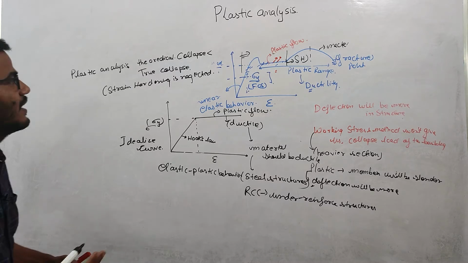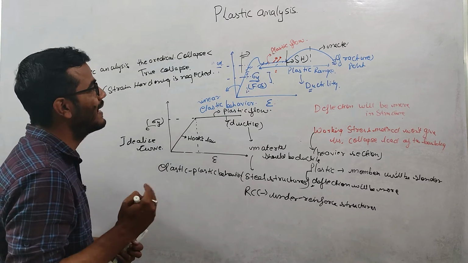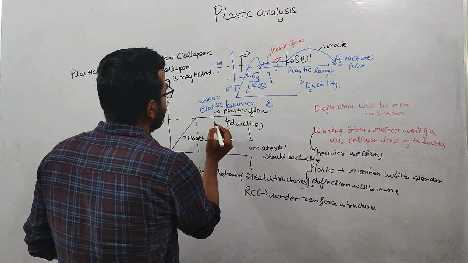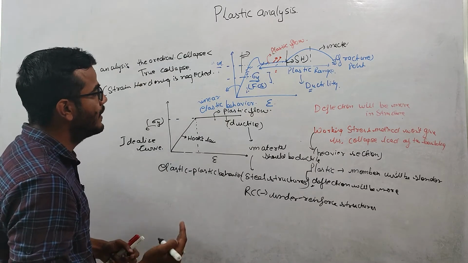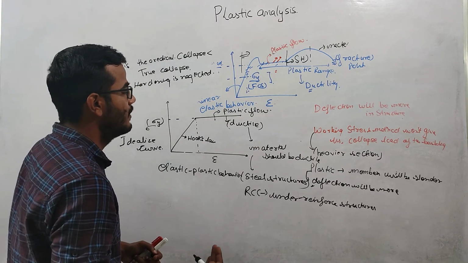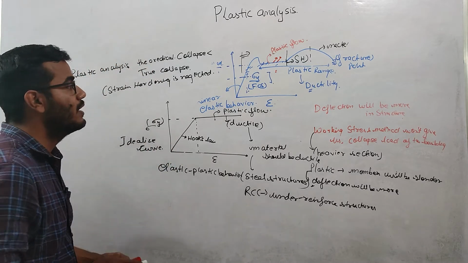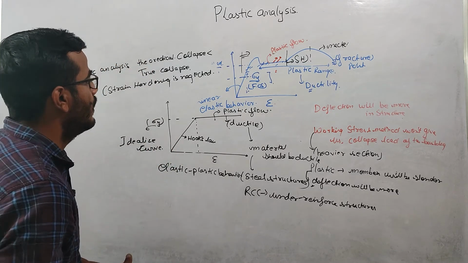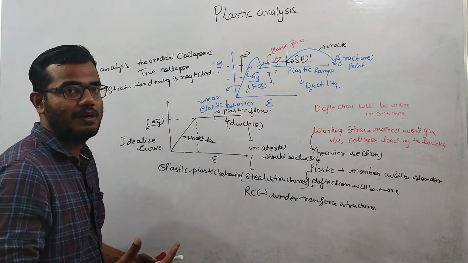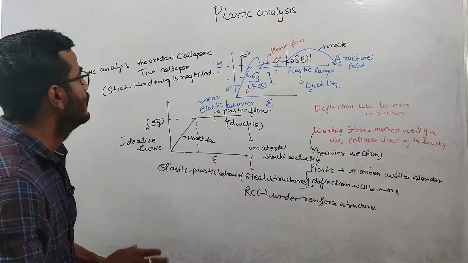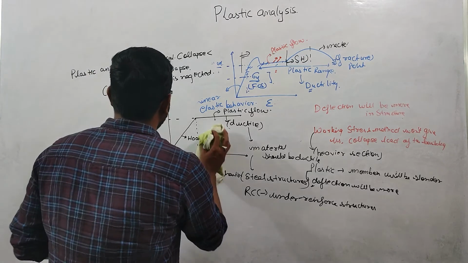Why we call it plastic analysis: because the collapse load which we will be calculating will be in the plastic range. The material is in the plastic range, and in the plastic range we are calculating the collapse load for the building, right? The working stress method won't give you the collapse load. So in plastic analysis, we will get the true collapse load, meaning the building will collapse after crossing that load, right?